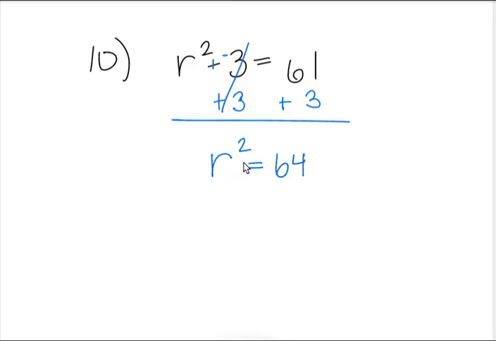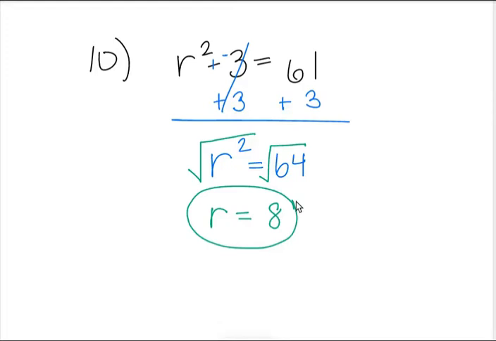Thing is, I don't want r squared, I want r. So the only way to eliminate that square is to take the square root. Square root of r squared is r. Square root of 64 is 8. So again, the same equation solving process until we get to this part. But this part isn't even that difficult. That's one little tiny extra step that you're learning, attached to something you already know.